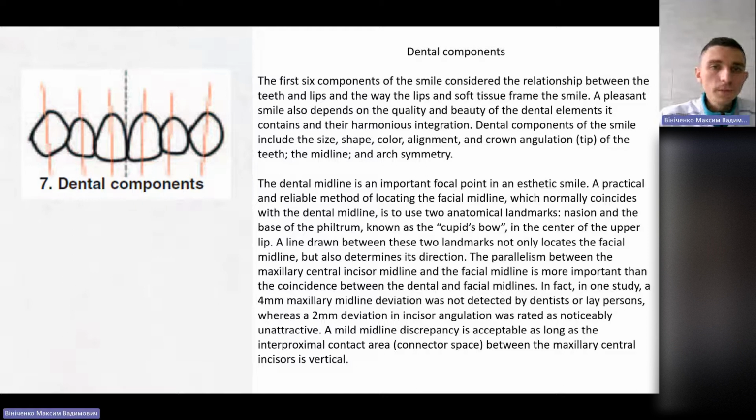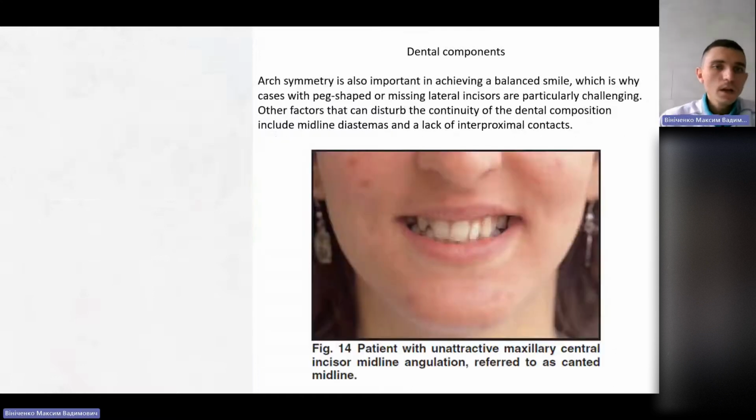Okay. A line drawn between these 2 landmarks not only locates the facial midline but also determines its direction. The parallelism between the maxillary central incisor midline and the facial midline is more important than the coincidence between the dental and facial midlines. In fact, in one study, a 4 mm maxillary midline deviation was not detected by dentists or lay persons, whereas a 2 mm deviation in incisor angulation was rated as noticeable and unattractive. A mild midline discrepancy is acceptable as long as the interproximal contact area, the connector space, between the maxillary central incisors is vertical.